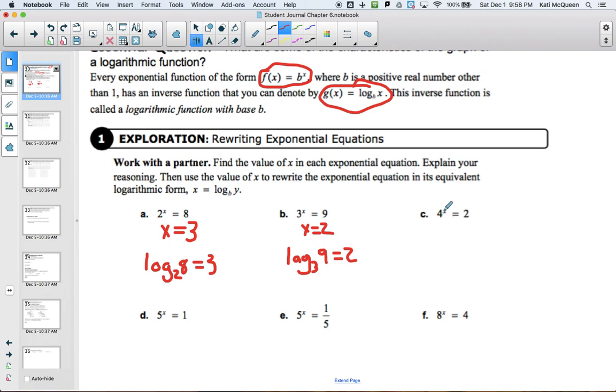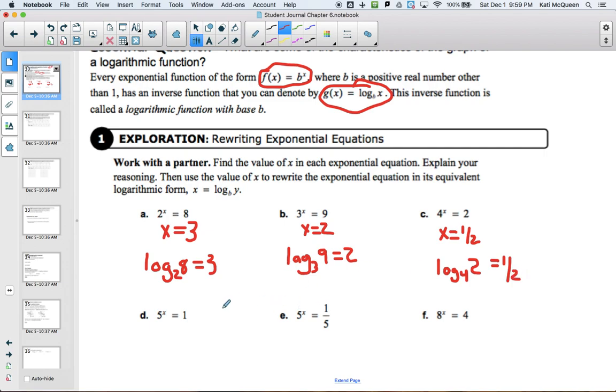Okay, so this one is saying 4 to what power equals 2? This one's a little bit trickier because I know 4 to the first is 4, 4 to the second is 16, and so on. So what you got to think about here is I know the square root of 4 is equal to 2. The way I would represent square root with an exponent would be to the 1/2 power. So here x is equal to 1/2 because I know 4 to the 1/2 power equals 2. So when I rewrite this, I would do log base 4 of 2 equals 1/2 because it's always equal to the exponent. So we're just rewriting here, guys.